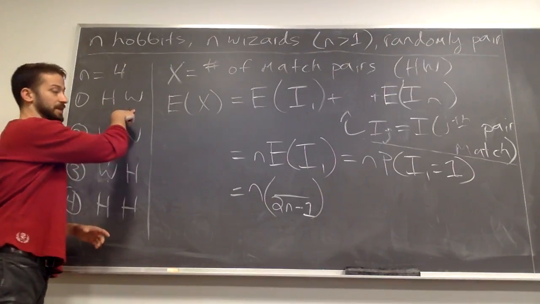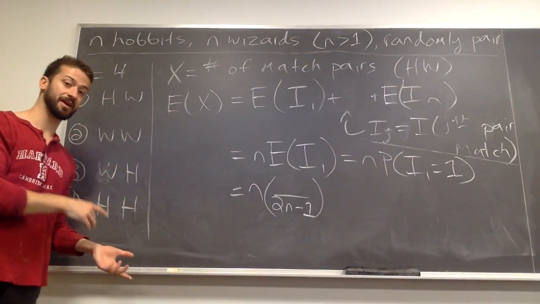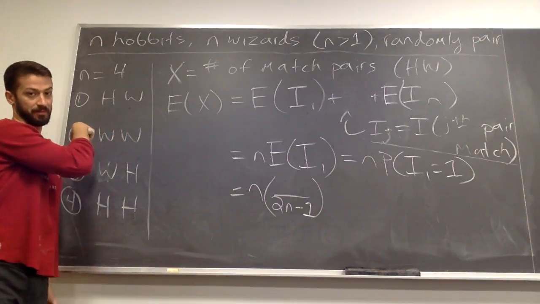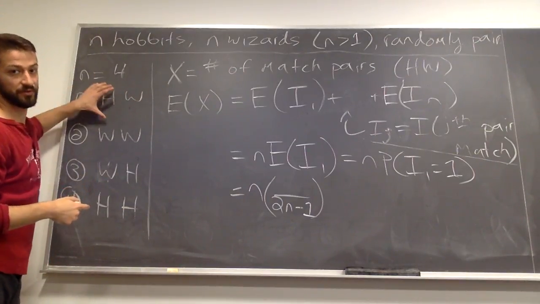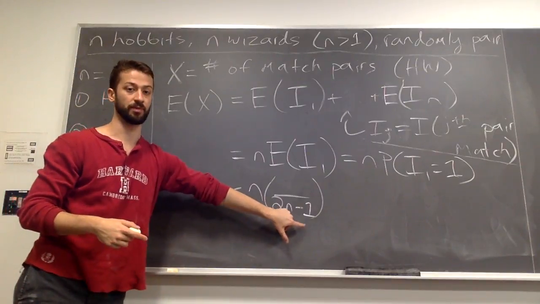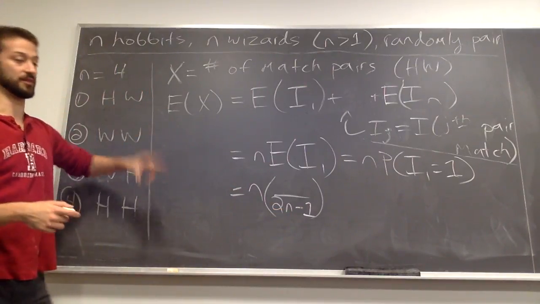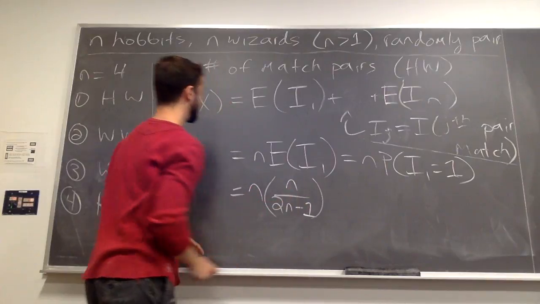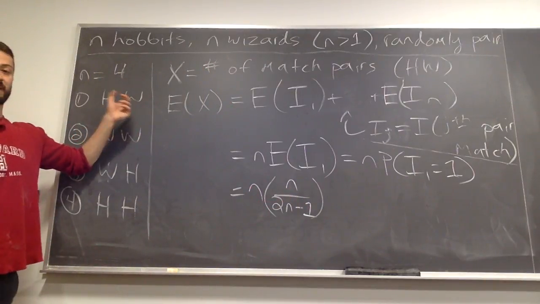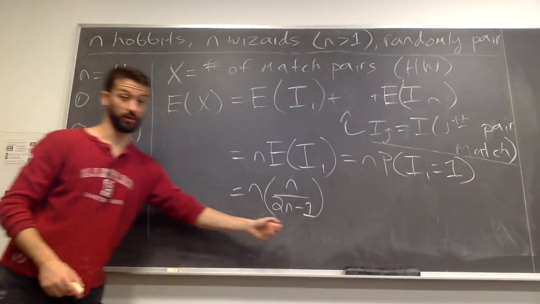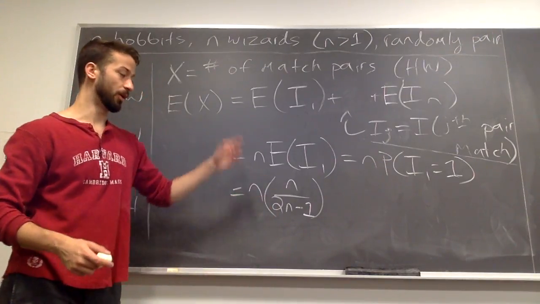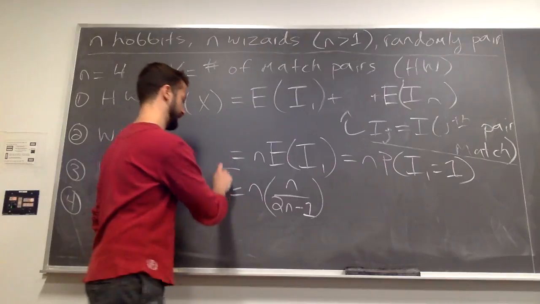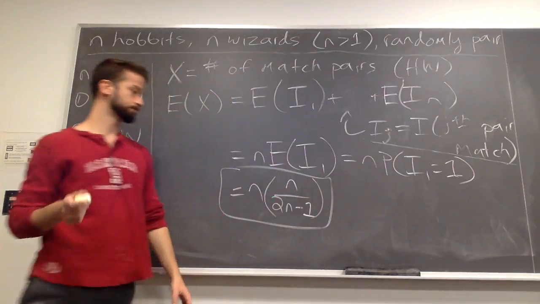How many people do I have such that this makes a pair? Well, I took a hobbit out of the population, but I still have n wizards, right? So I took a hobbit, I put him in my first slot, that means I have 2n minus 1 total people left, but I still have n wizards left, so I still have n in the numerator. It's the same if I picked a wizard first. I pick a wizard first, I have 2n minus 1 people left, I have n hobbits left, because I didn't touch the hobbits. So in all cases, it's n over 2n minus 1, and that actually becomes our answer.